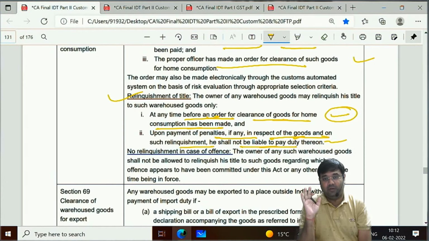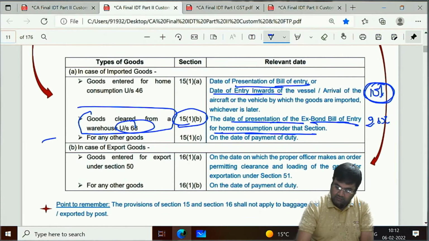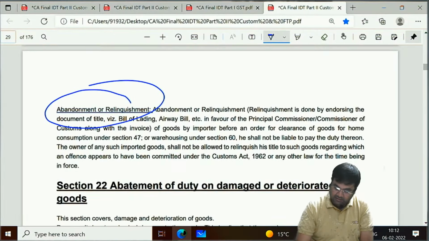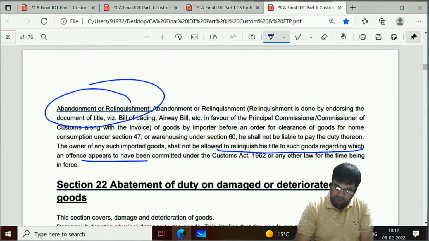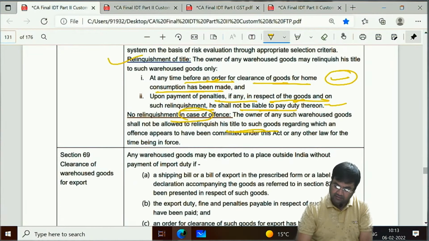I explained this previously in section 23; I'm not going to repeat it. A person can opt for this when the market value went down, so he thinks the duty liability is more, so let's relinquish. But relinquishment is not possible if any offense has been committed. We discussed offenses there, and then relinquishment or abandonment is not possible. Similarly here, in that scenario, relinquishment of his title is not possible. Otherwise, he can relinquish and he shall not be liable to pay any duty.